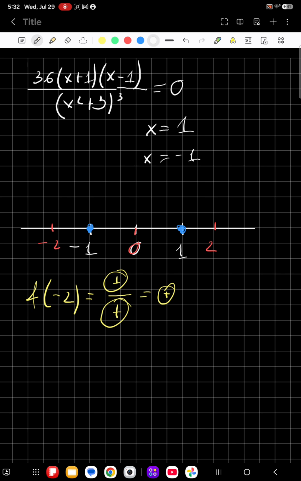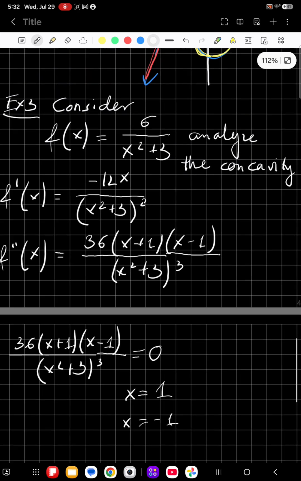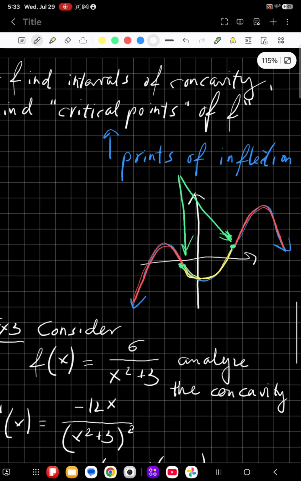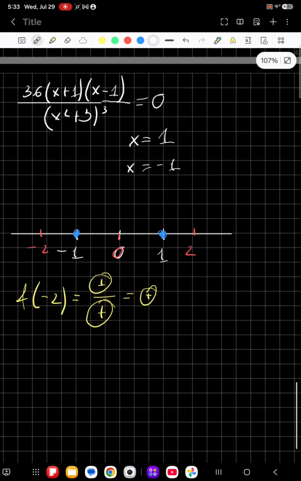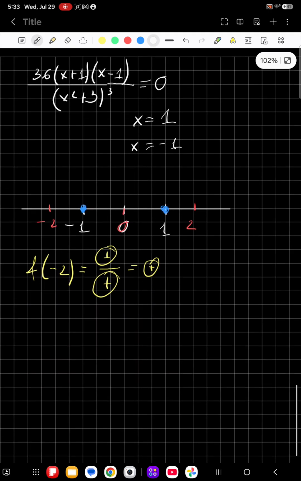But now I want to check. Concave up was yellow, right? So we figure out that this interval will have concave up. So it's positive, concave up. And now we'll check. It was kind of right by accident that I made it yellow.